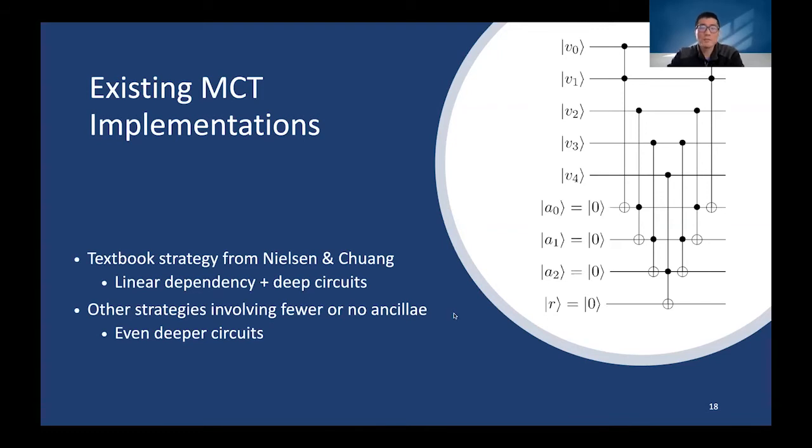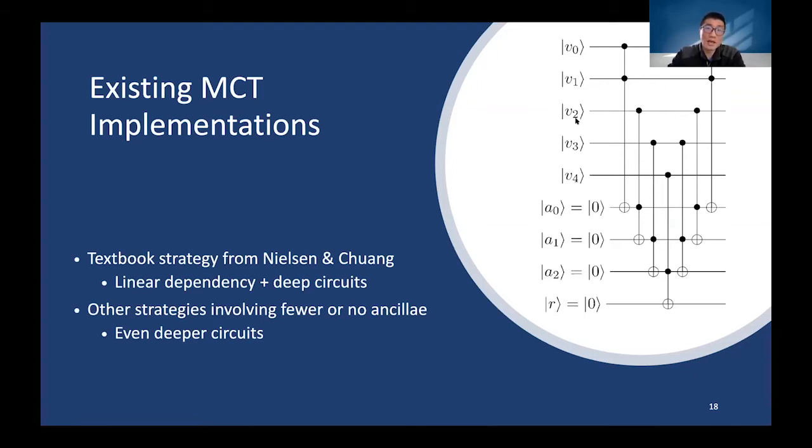The big problem with this textbook V-shape implementation is that there's a huge linear dependency in its implementation. Every single gate depends on the completion of all its previous gates. With this linear dependency, it's impossible for us to parallelize the execution of the gates. And that leads to very deep circuits, which is not good for the current NISQ devices.